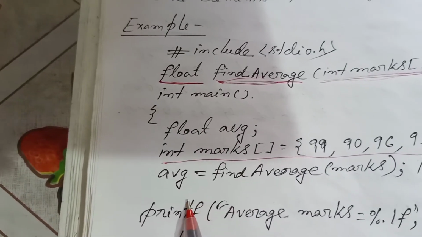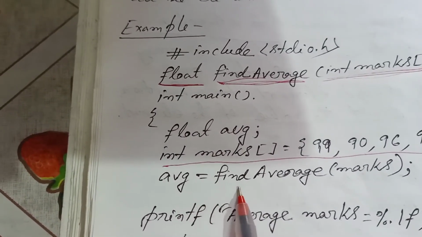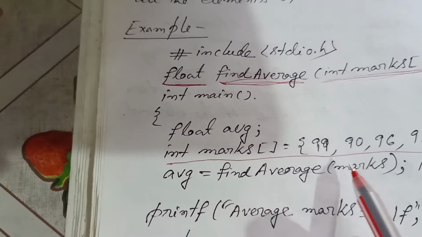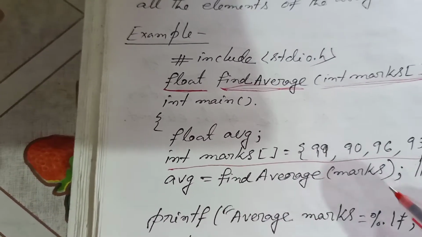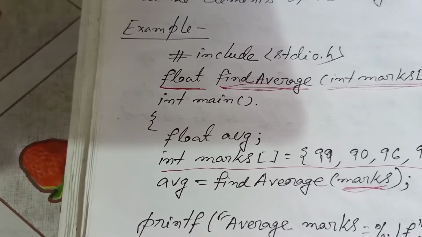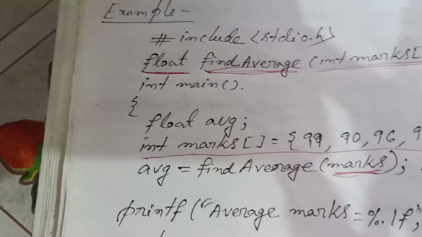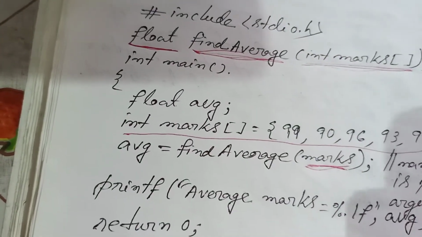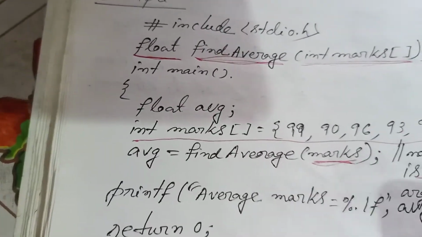So how will we find the average? avg equal to find average. Call the user defined function using marks, that means the array name. The name of the array is passed as the argument. Only the name of the array is passed as the argument.